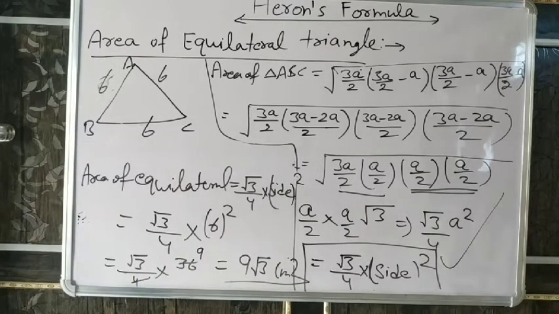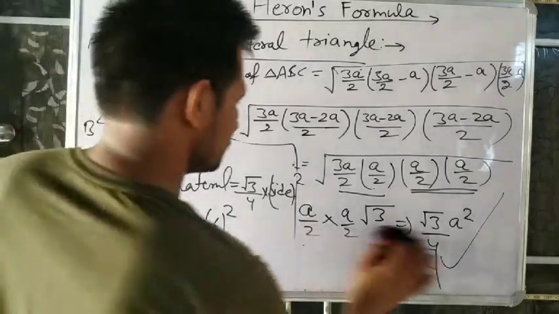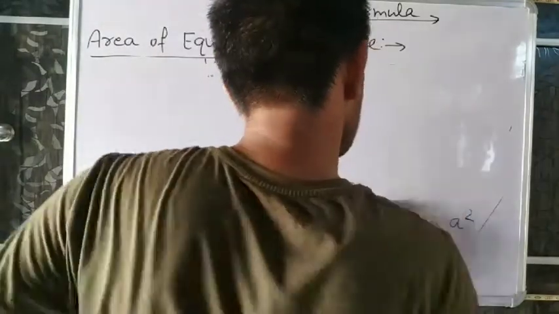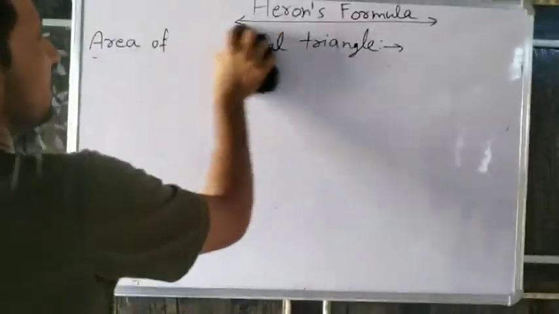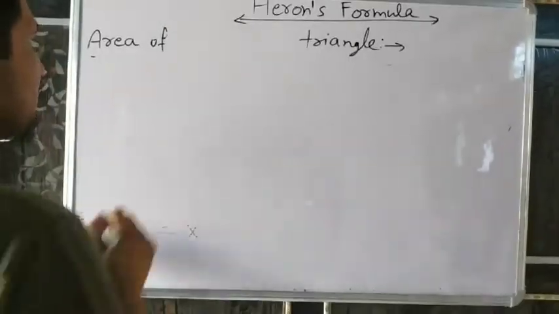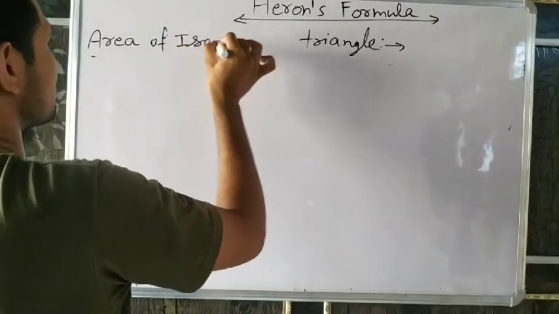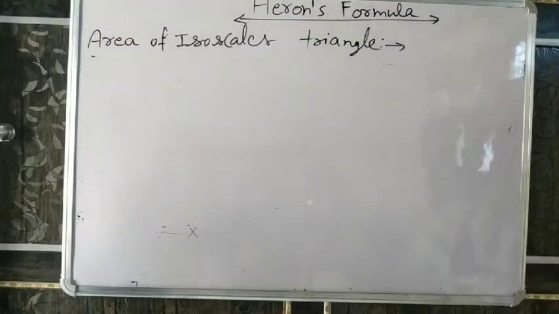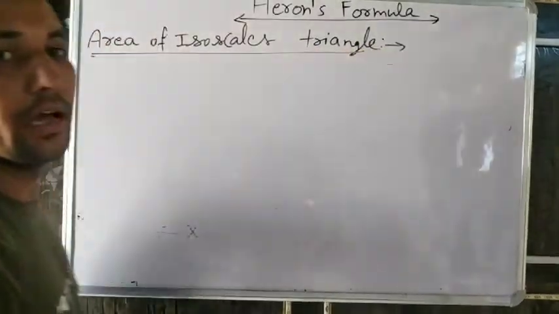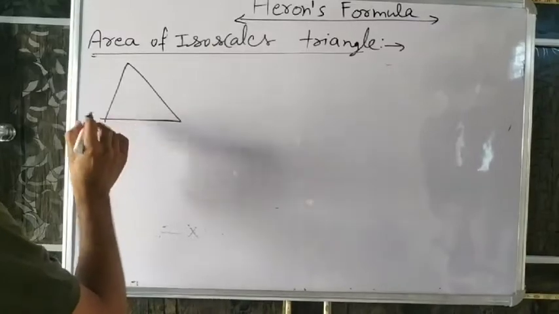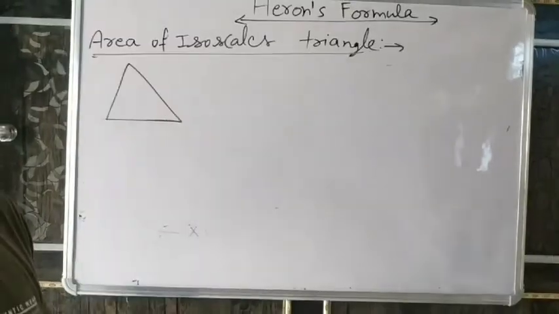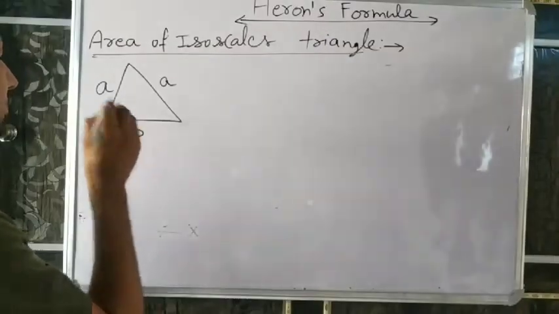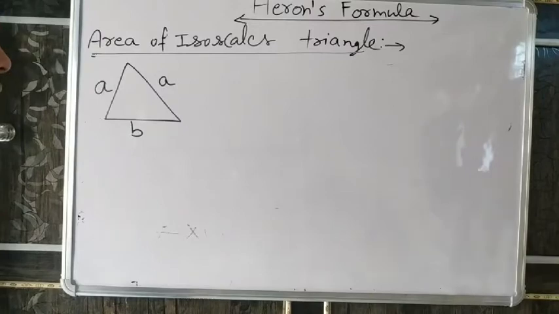What is isosceles? So look at the area of an isosceles triangle. What is an isosceles triangle? A triangle whose two sides are equal. Any two sides are equal, suppose it is a. Two sides are equal, and the third side suppose b. Understand?